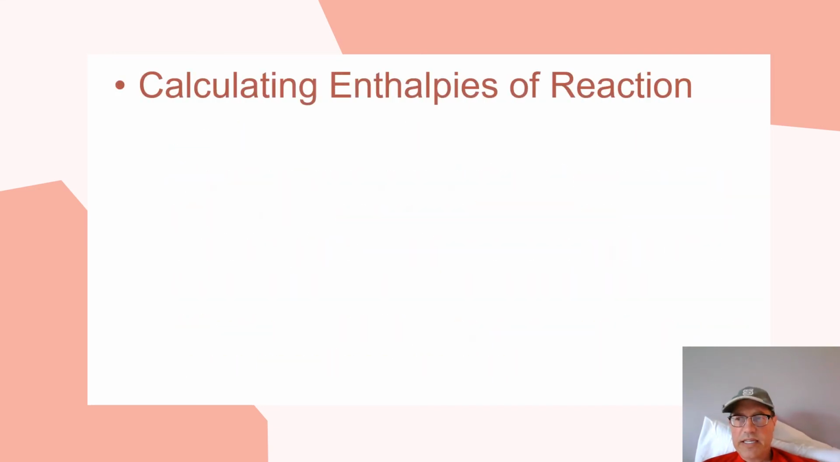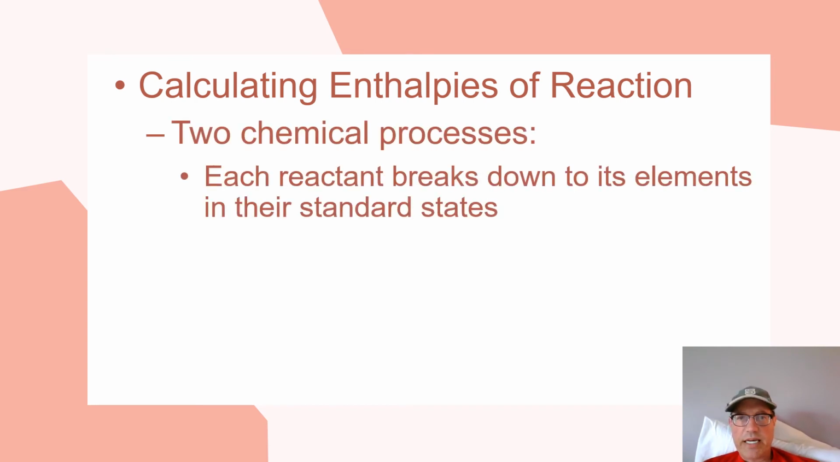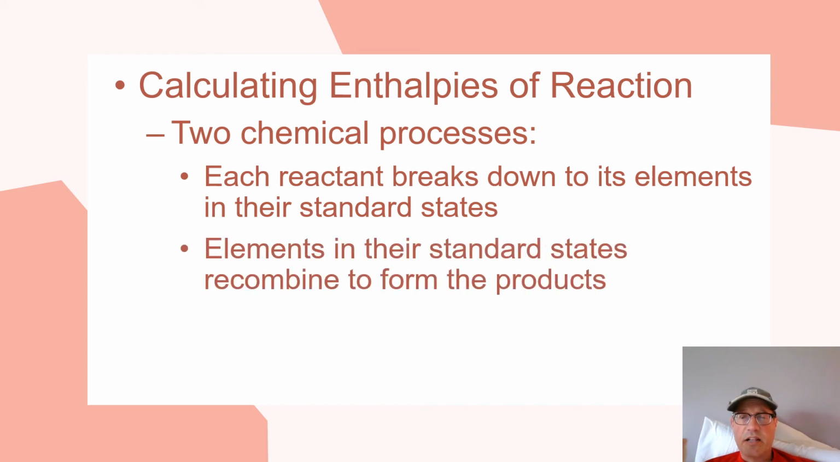So how do we calculate this? It's a two-step chemical process. Each reactant breaks down to its elements in their standard states, and the elements in their standard states recombine to form the products. Now, bonds: in order to break a bond, it requires energy. When bonds form, energy is released. That's why nitrogen, think about it, has triple bonds. Nitrogen's used in many different explosives, including TNT.